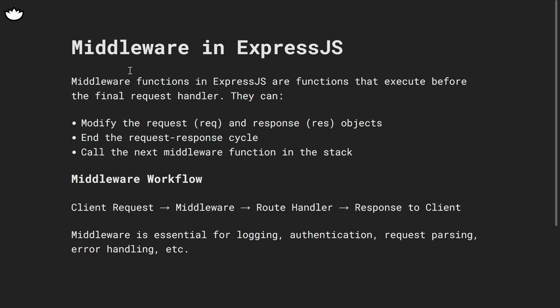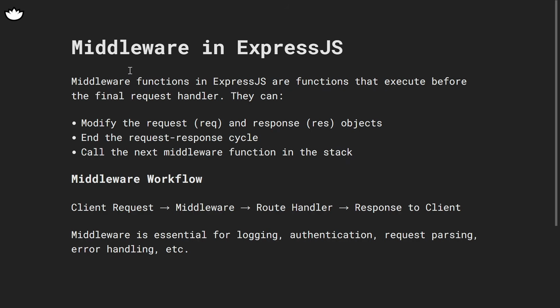Now we will learn middleware in Express.js. Middleware functions in Express.js are functions that execute before the final request handler. Suppose we have a handler function that will get executed when we hit our API route, and I want to execute another function before that handler. So that is known as middleware.